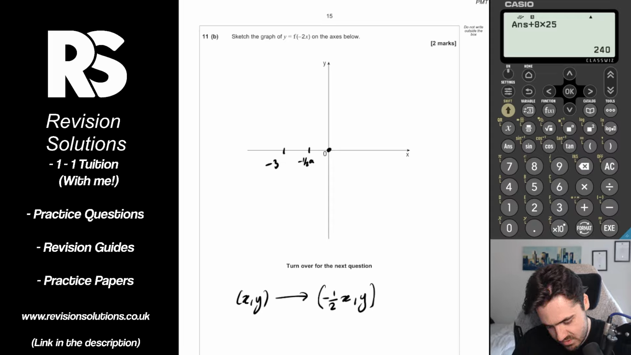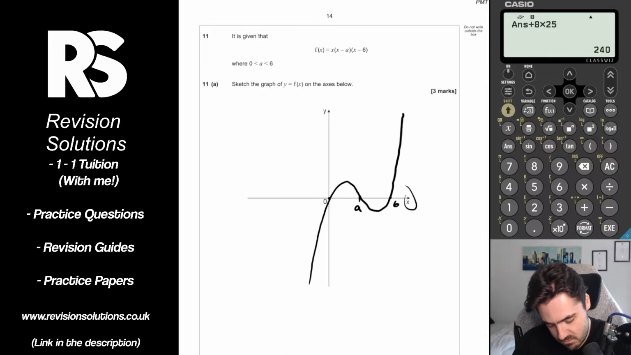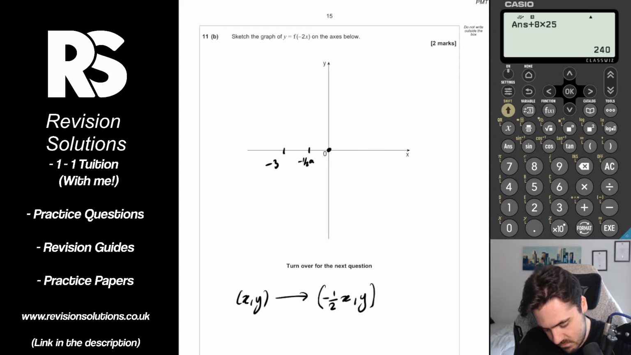And then just to actually think about what minus 2x does visually, well, it's a stretch as well as a reflection in the y-axis. So we're going to reflect all this over here. So then doing that and making it pass through our roots again, it's going to look like this.